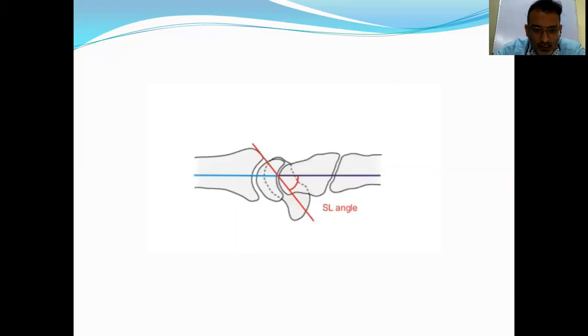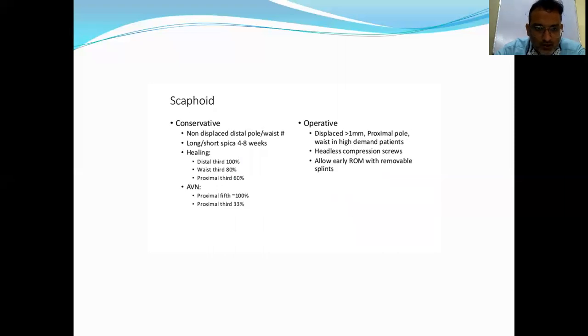So scaphoid is one important bone because it is notorious for avascular necrosis. So how do you treat a scaphoid bone? If it is a non-displaced distal pole fracture, you put it in a short spica cast or scaphoid cast. Avascular necrosis is more common in scaphoid fractures because the blood supply to the scaphoid bone enters through the waist.